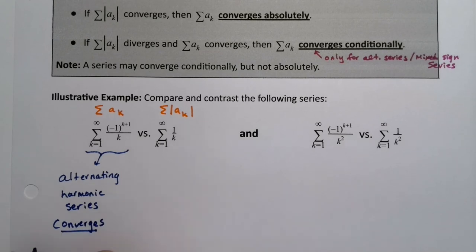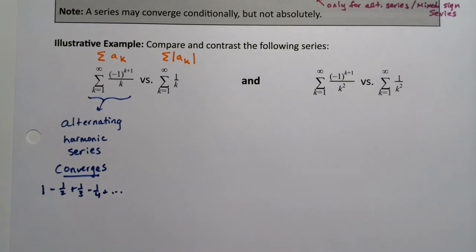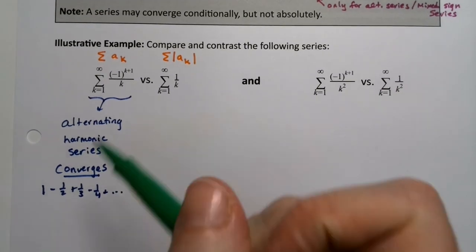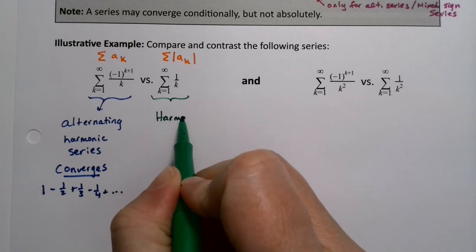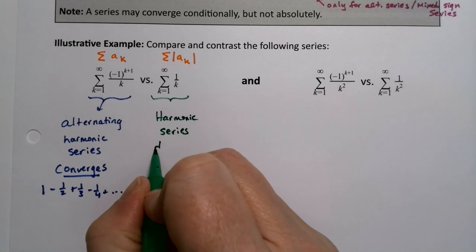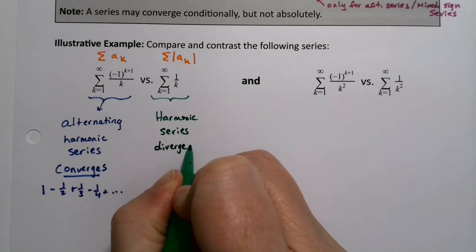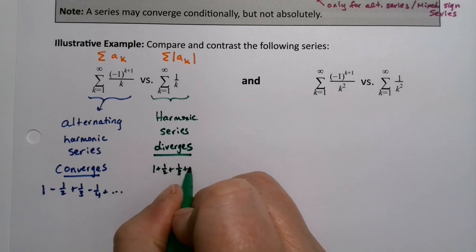It's 1 minus a half plus a third minus a fourth plus dot dot dot, right? It converges. And on this side, we have the harmonic series, which we've also already proven diverges, because that's 1 plus a half plus a third plus a fourth.